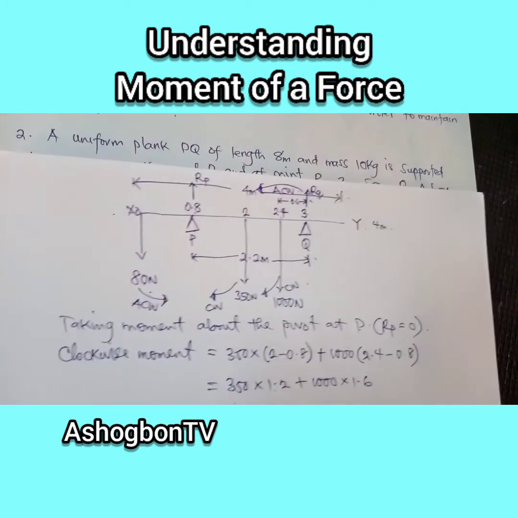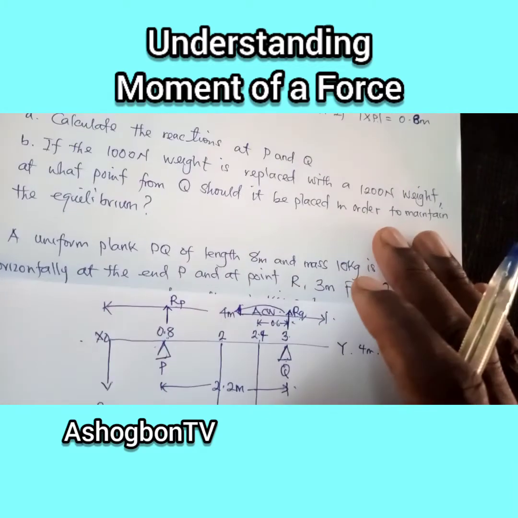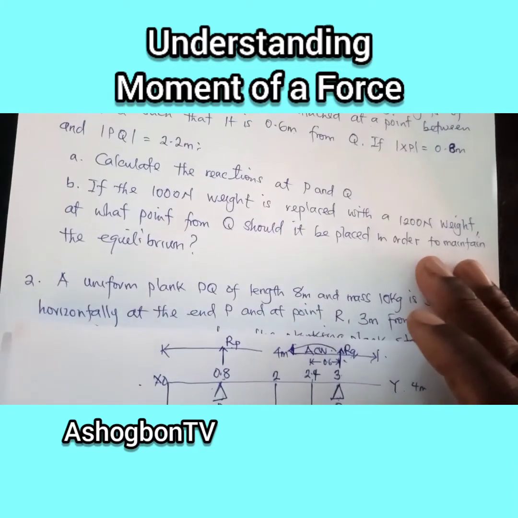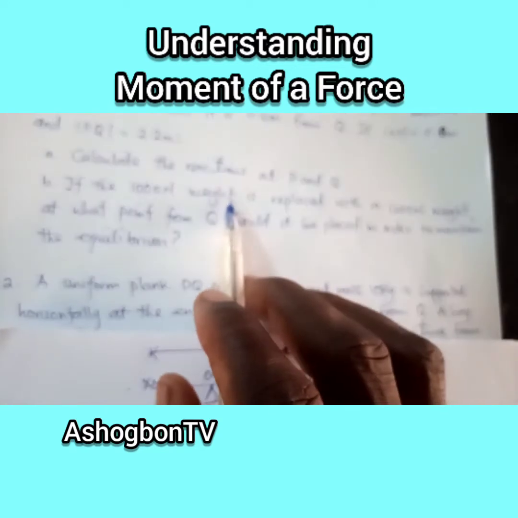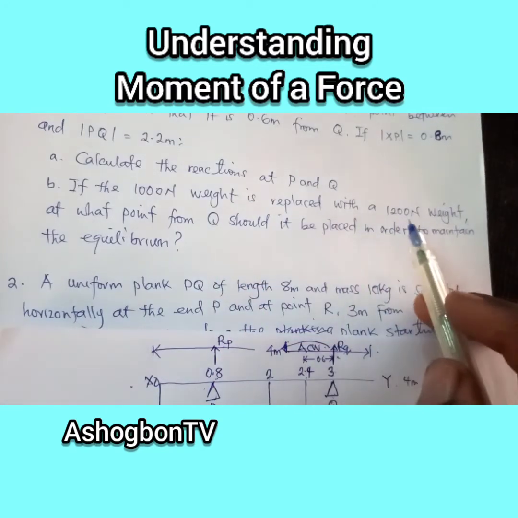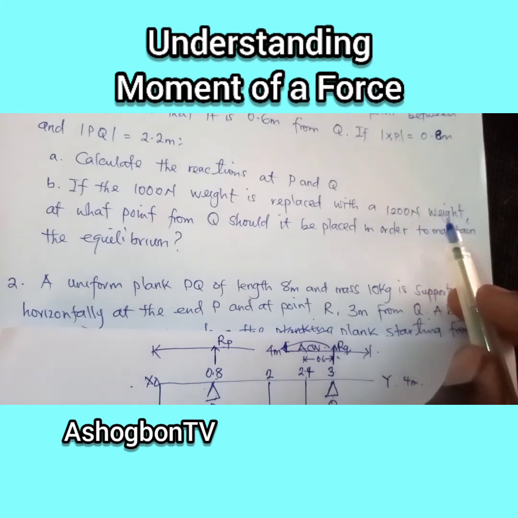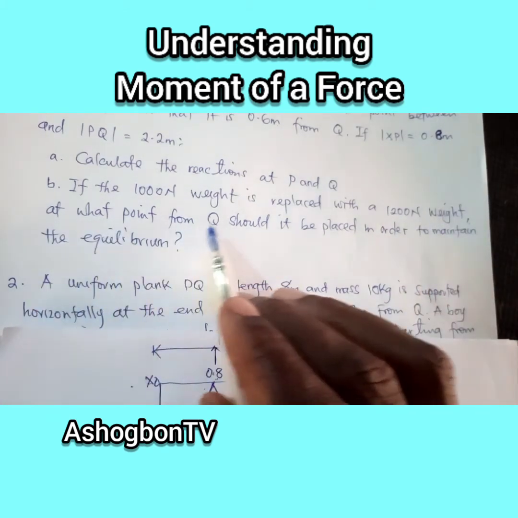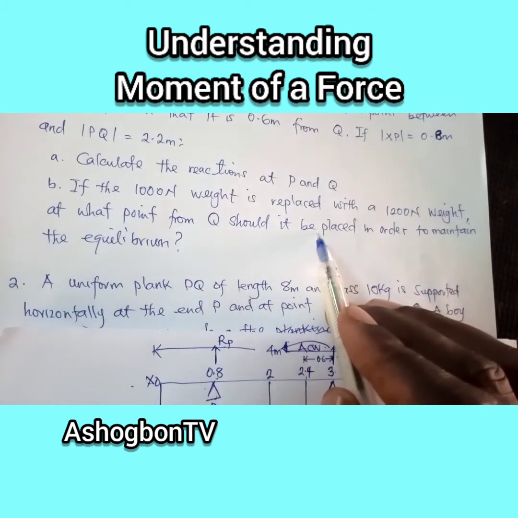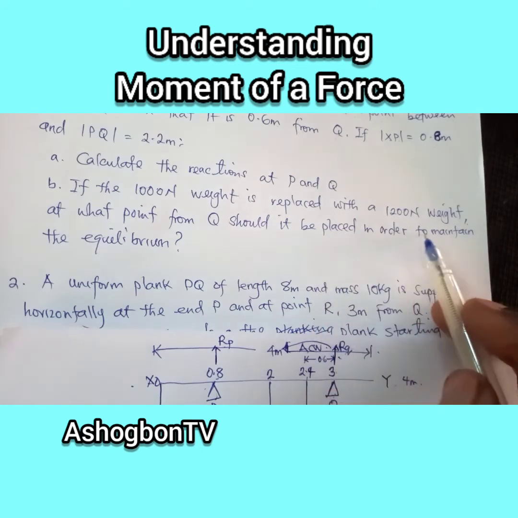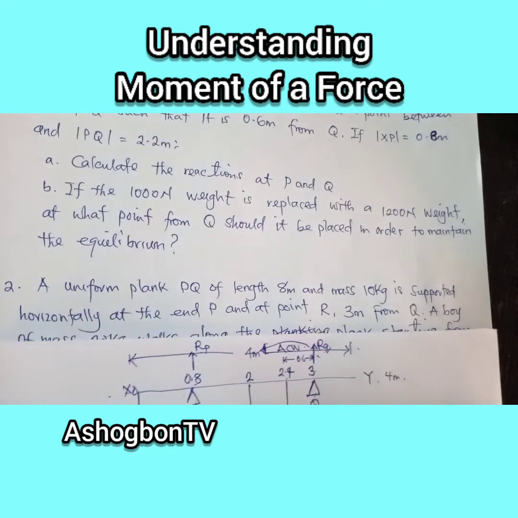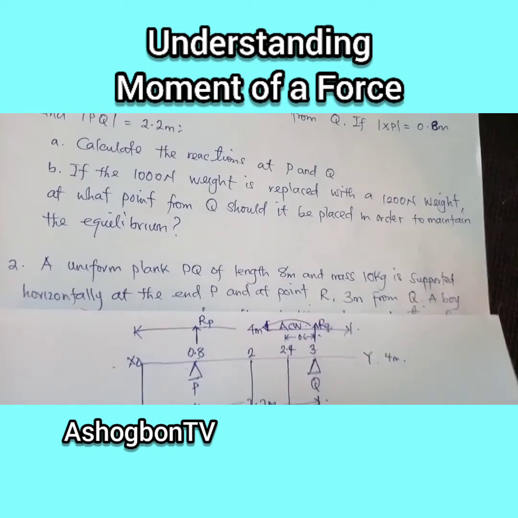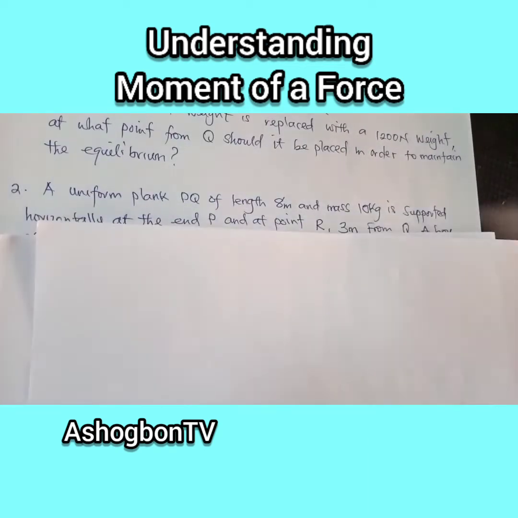And that's not all. Check it very well. The next question is saying, if the 1000 Newton weight is replaced with a 1200 Newton weight, at what point from Q should it be placed in order to maintain the equilibrium? So we are good to go. We can still apply the principle of moment here to sort things out.